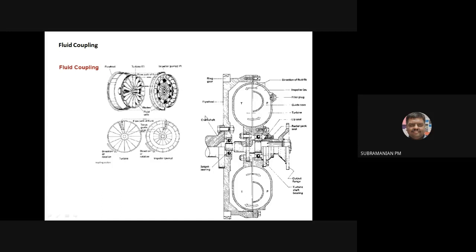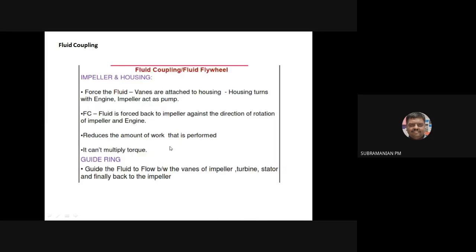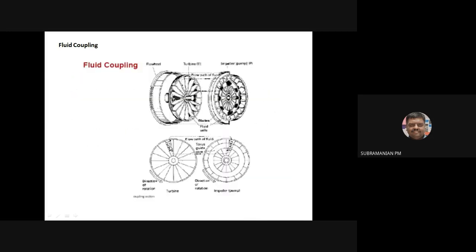You need not draw this sketch, but you can draw the bottom one. Let me show it. You need not draw this one, but you can draw this one. It is very simple, so you can draw it. I'll give 2 minutes. Copy this sketch.